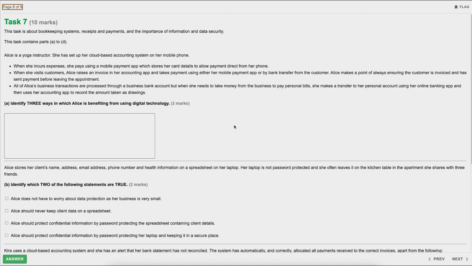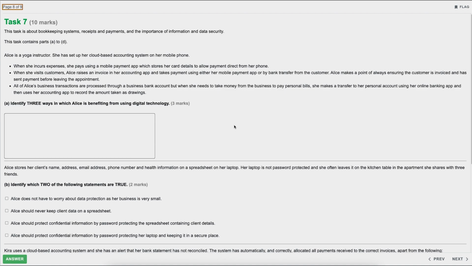Alice makes a point of always ensuring the customer is invoiced and has sent payment before leaving the appointment. All of Alice's business transactions are processed through a business bank account, but when she needs to take money from the business to pay personal bills, she makes a transfer to her personal account using her online banking app and then uses her accounting app to record the amount taken as drawings. Good, excellent. Okay, it sounds like Alice is doing it correctly.